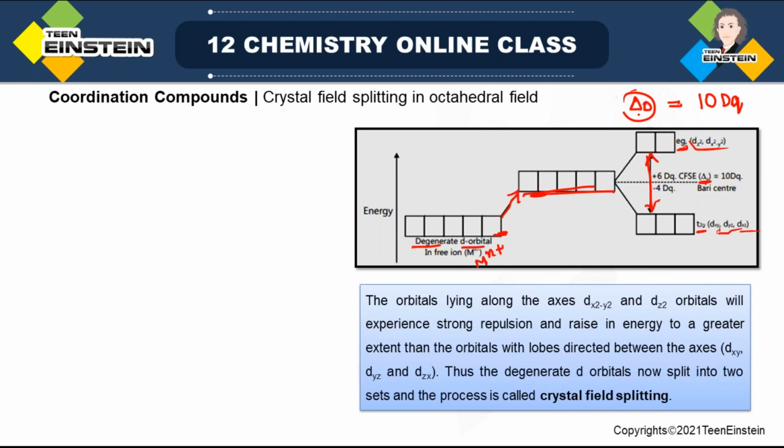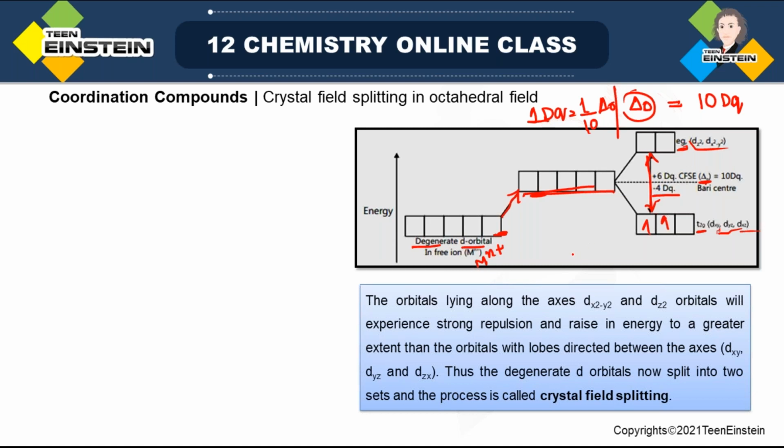That means del O, this unit is larger, or you can say that 1 dq is actually equal to 1 by 10 of del O. Both are correct, so two ways we can express it, and as this T2G said, they are lower in energy. So when you consider individual electrons, suppose there are 2 electrons. For 2 electrons, how will we do the calculation?